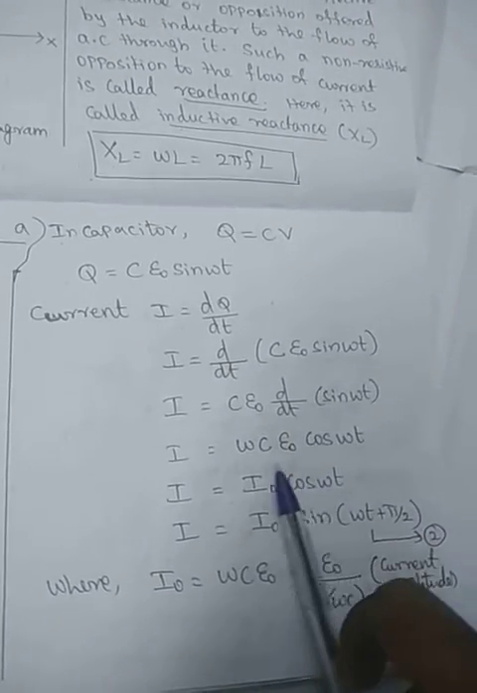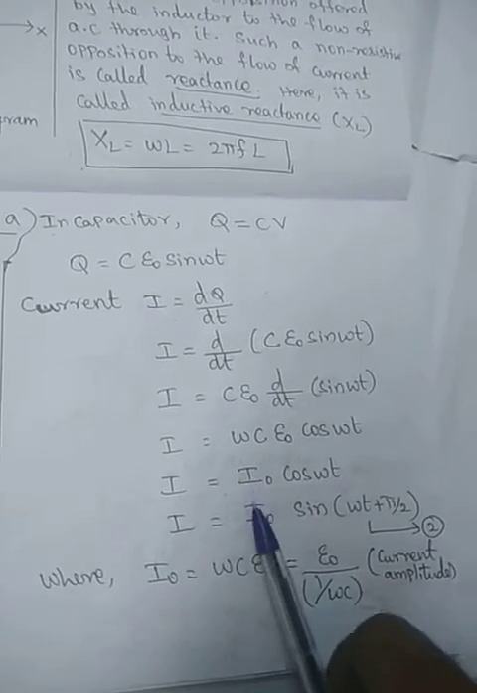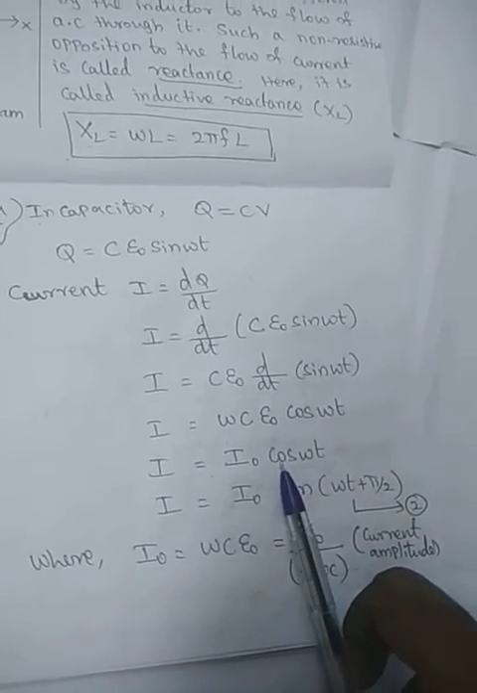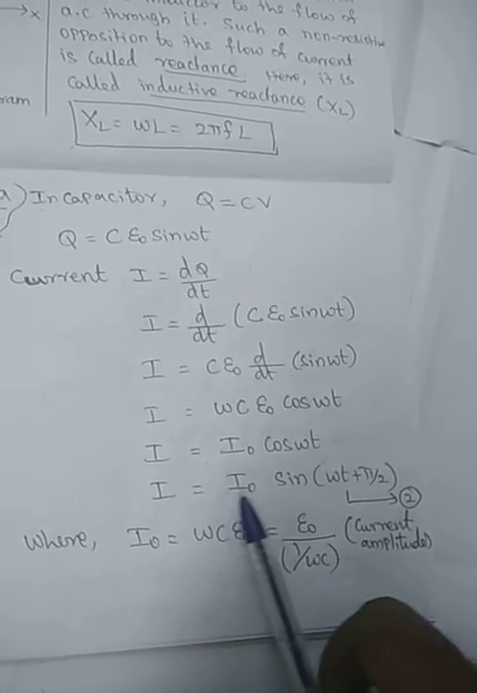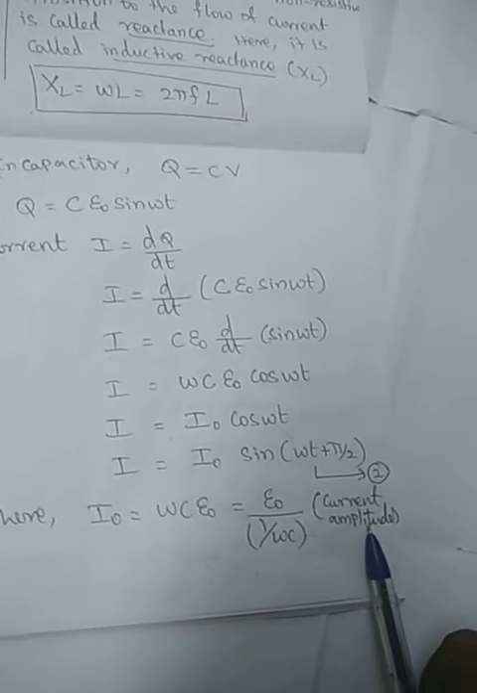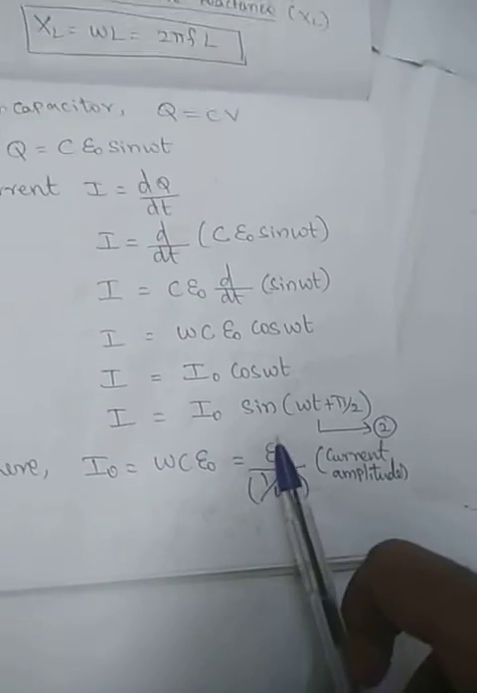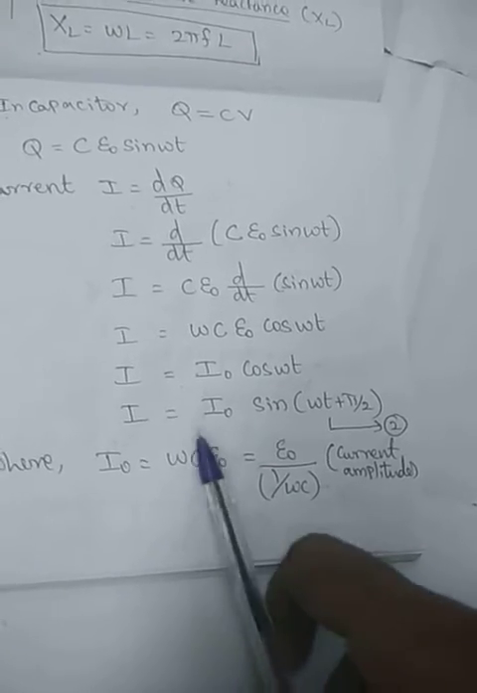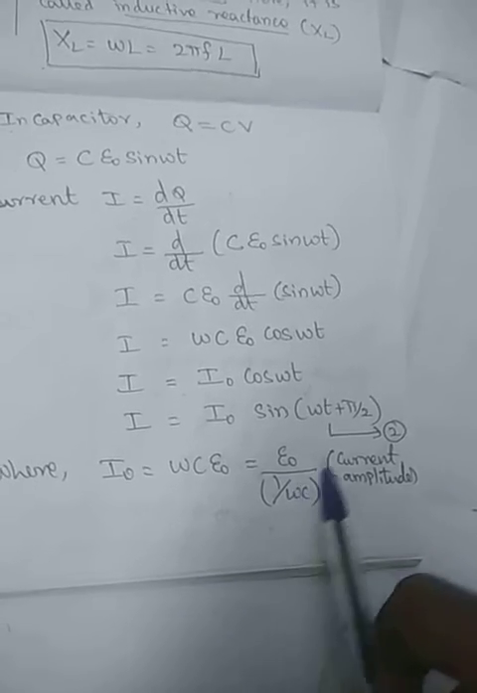This term must be equal to the amplitude of the current, so we take it as I0. So I is equal to I0 cos omega t, and cos omega t is equal to sin of omega t plus pi by 2. So I0, the current amplitude, is E0 by 1 by omega C. Why I write it like this: potential divided by resistance is current. So this term 1 by omega C must be equal to a resistance parameter.